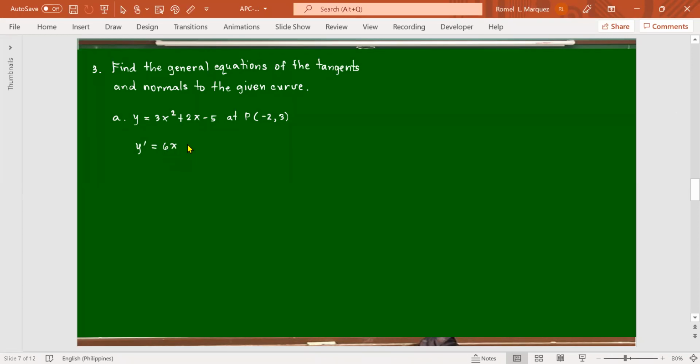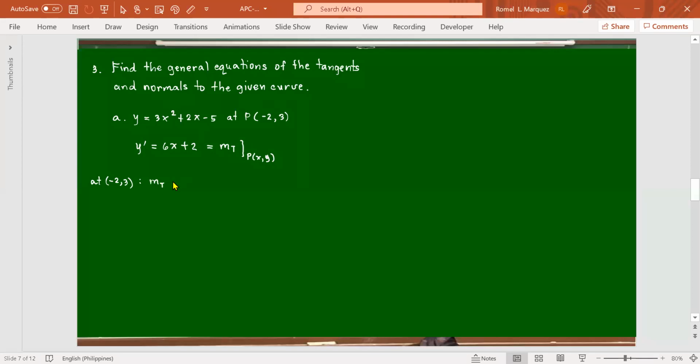So 6x plus 2, am I right? And this is the equation representing the slope of any tangent. Am I correct, guys? This is equal to the slope of the tangent at any point on the curve, at any point x, y. At the specific point, what's the value of y prime? So meaning, what's the slope of the tangent at the point (-2, 3), guys? What is the slope?